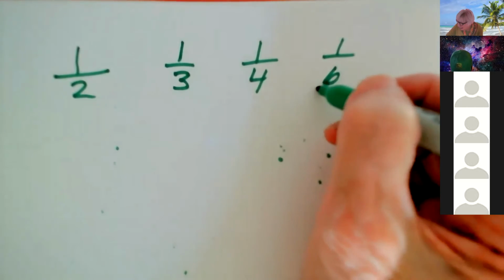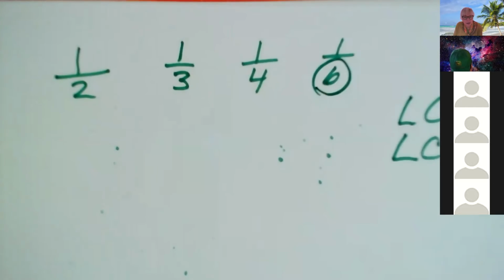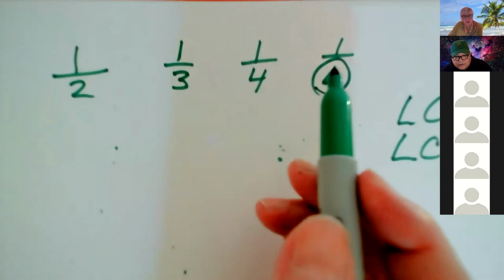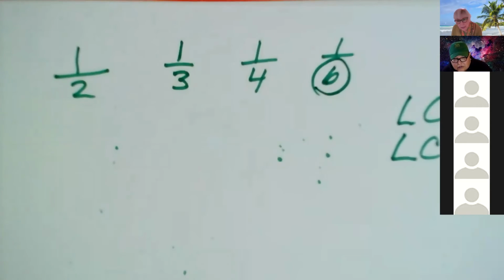And how did I get it? I used my multiple method. 6 times 2 is 12. 2 goes into 12, 3 goes into 12, 4 goes into 12, and 6 goes into 12. It's 12. Wow, the numbers are small. I used multiples. How's that?